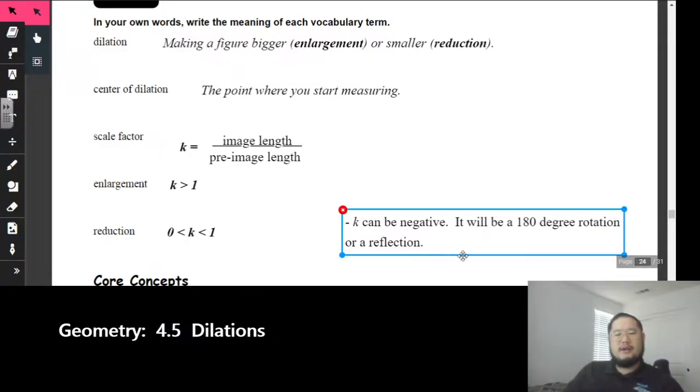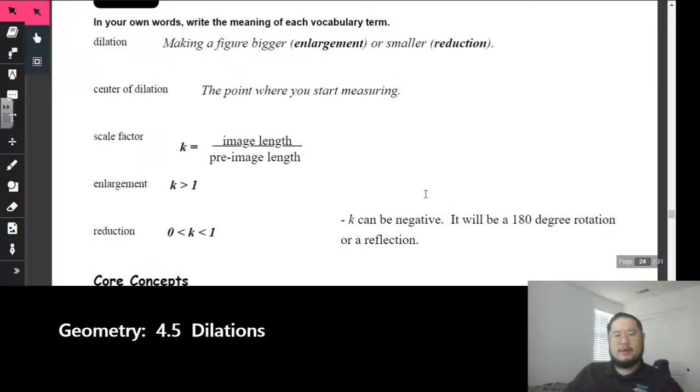A little side note right here I have on the screen, it says that k can be negative, and then it will be a 180-degree rotation or a reflection. Okay, so you may see that in your homework. It doesn't happen often, but if k is negative, then there will be a 180-degree rotation or a reflection.